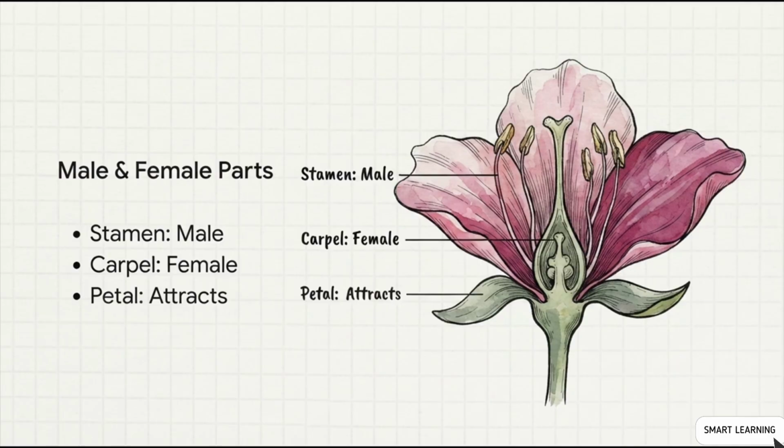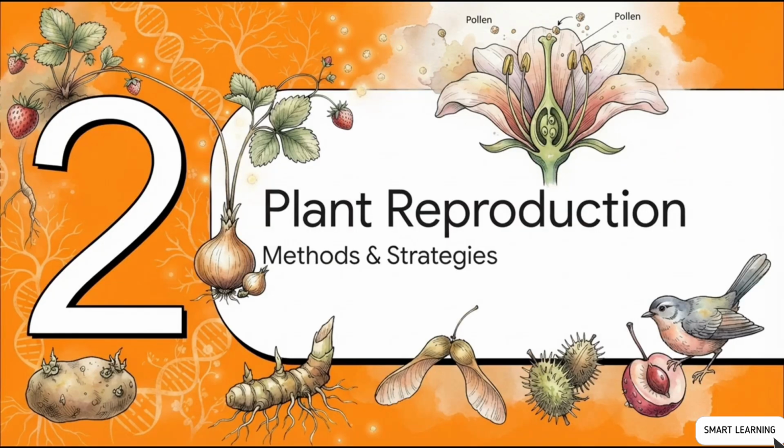On the male side, we've got the stamen. This includes the anther, which is the part actually producing the pollen grains, and the filament, which basically just supports the anther. Then, on the female side, you have the carpel, sometimes called the pistil. This whole structure features a stigma at the very top, designed to catch and receive pollen, a style acting as a connecting tube, and an ovary right at the base. Inside that ovary are ovules, and those ovules are absolutely crucial because they are what will eventually develop into seeds after fertilization. Which brings us nicely to Section 2, methods of plant reproduction.